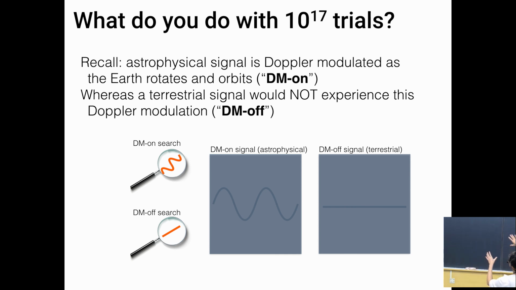Basically, you can run a search. If you just turn the Doppler modulation off, you can run a search where all of a sudden you're more sensitive to things on the Earth. And so when you do that, you can compare and say, if I have something here and I run a search that's expecting an astrophysical signal, then I run a search that's expecting a terrestrial signal, is it more significant in this search or in this search?